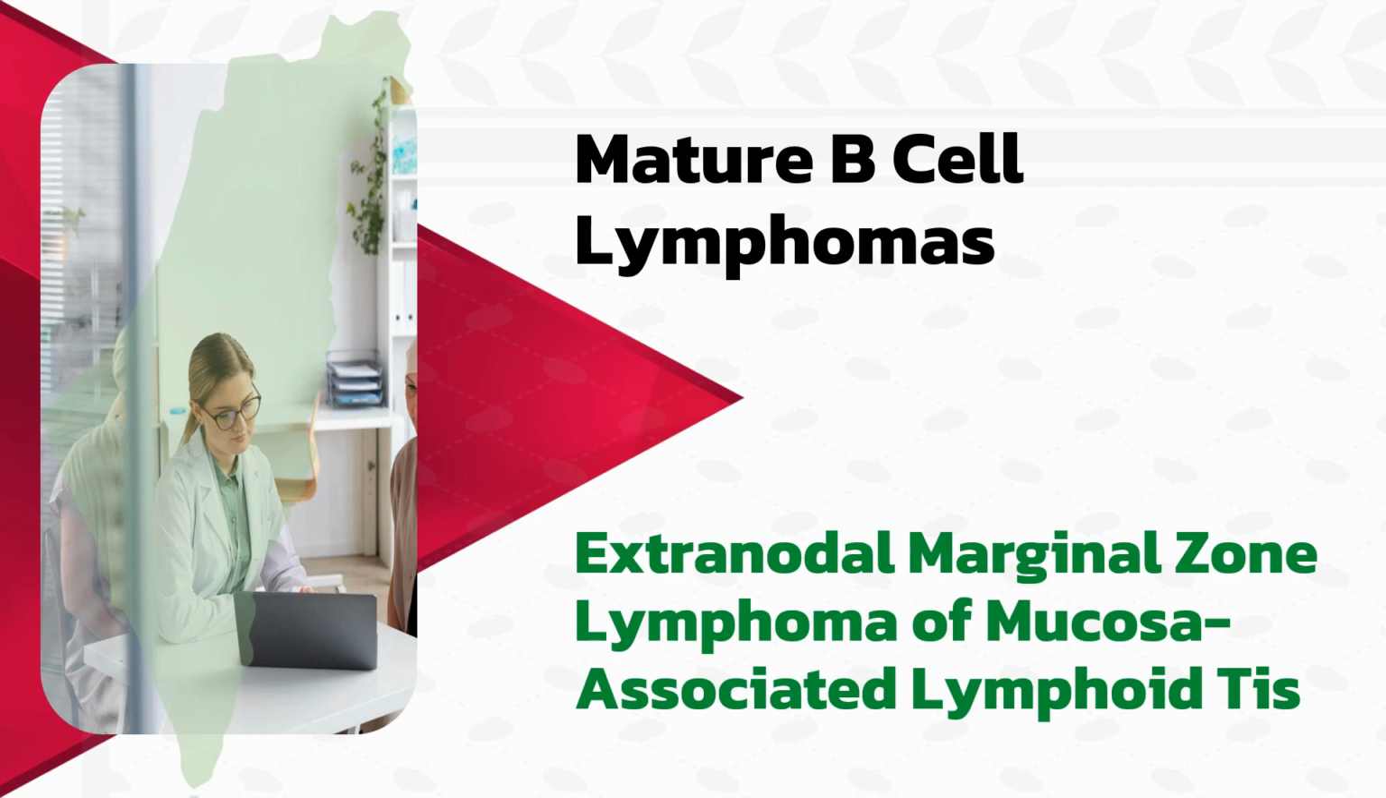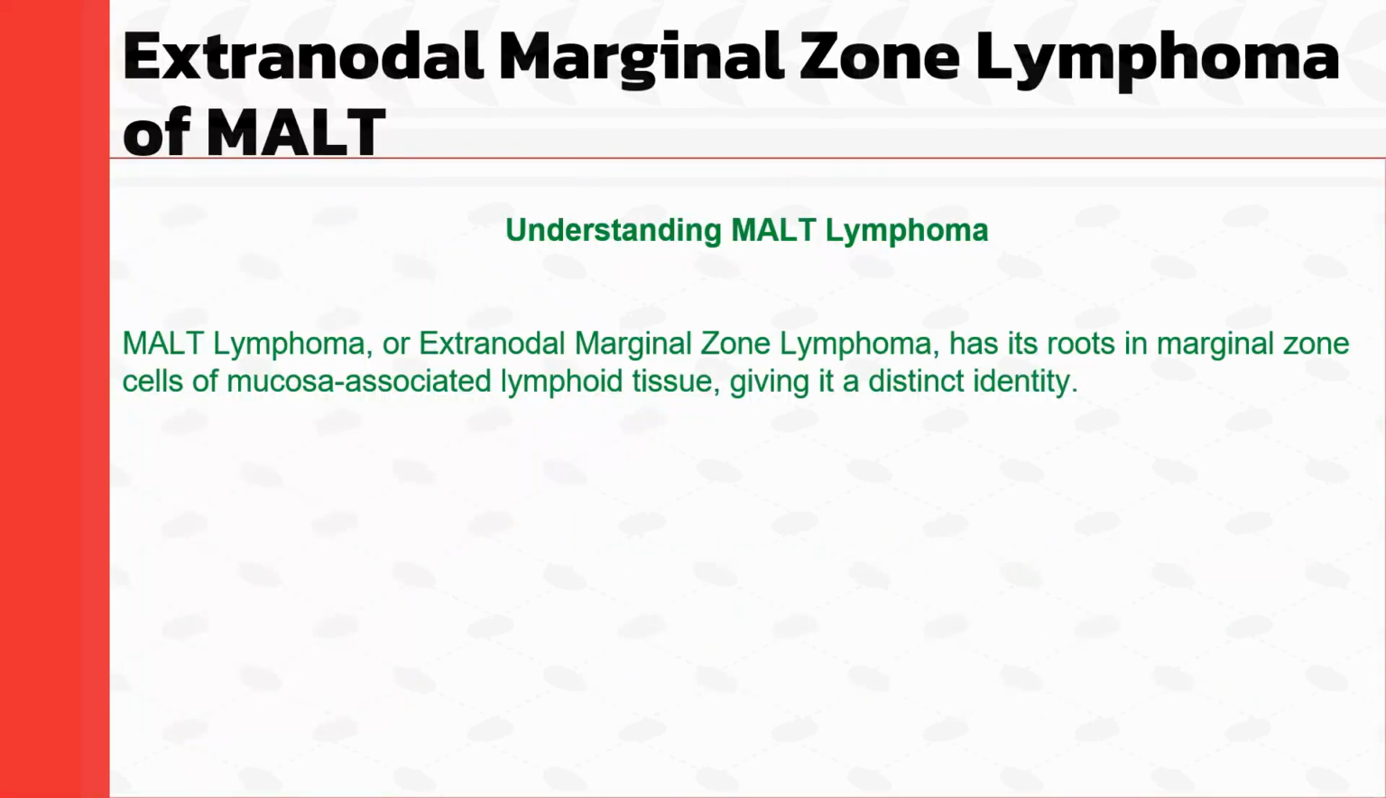Extranodal marginal zone lymphoma of MALT, or MALT lymphoma for short. This subtype originates from marginal zone cells of mucosa-associated lymphoid tissue and comes with its unique characteristics. We'll explore what causes and associates with MALT lymphoma, its distinct morphology and immunophenotype, clinical features, and prognosis. Let's get started. MALT lymphoma, or extranodal marginal zone lymphoma, has its roots in marginal zone cells of mucosa-associated lymphoid tissue, giving it a distinct identity.